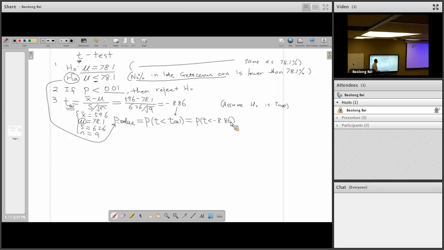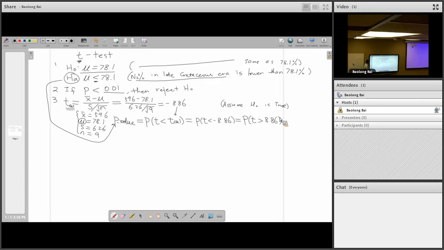Then this is a t event. We want to look it up on the t table, but we do know the t table will require an upper tail probability, which means we need to have a greater than sign here. If you have a smaller than sign, we need to convert it, right? So here we're using the symmetry rule, right? The left tail probability will be the same as the right tail probability because they're mirror images. So if we convert it, it will be the probability of t greater than positive 8.86, right?